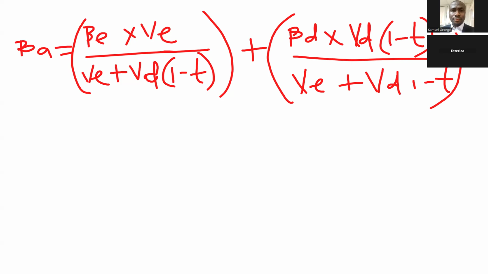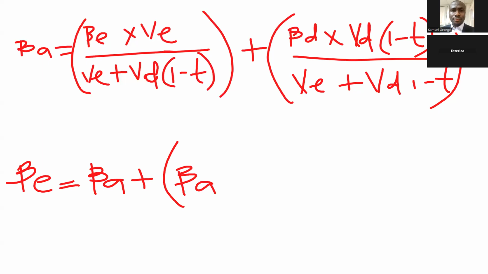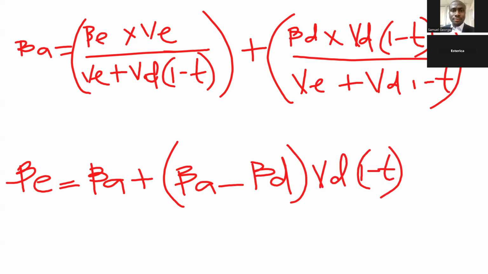Okay, now the second one, which is the beta equity formula: cost of beta assets plus beta assets minus beta debt, times value of debt (1 minus tax) divided by value of equity.